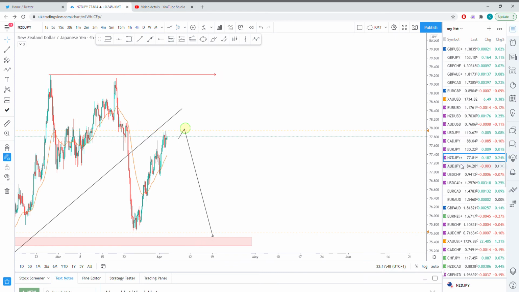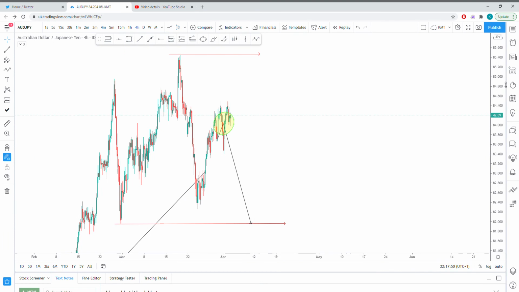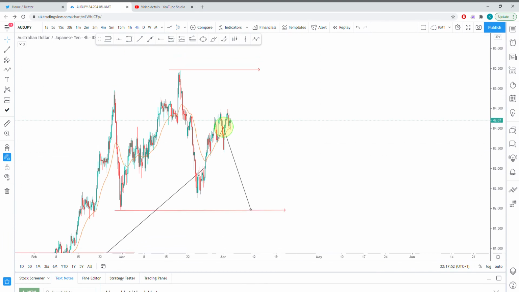Okay, so taking a look at AJ again. With this pair, what we're looking out for is again a selling opportunity. We can see price struggling to push higher, and we can see a double top being formed. Plus, the EMA is slowly pushing and rejecting off of this.